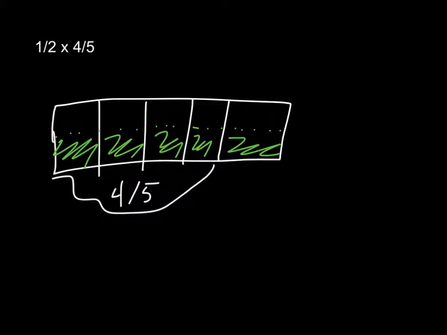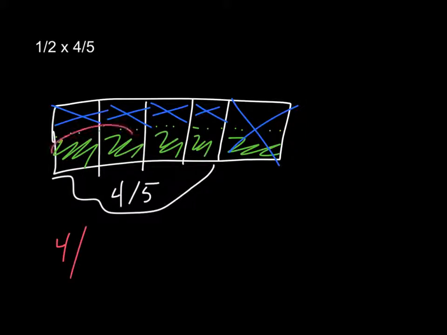Now remember, I don't need to worry about this last section because I'm only looking at 4/5, and I don't need to worry about the top section because I'm only looking at 1/2. And if I take those and I look at the sections in green, I see that I have 4 pieces altogether down in the bottom out of 10 pieces total. So I see that half of 4/5 is 4/10.